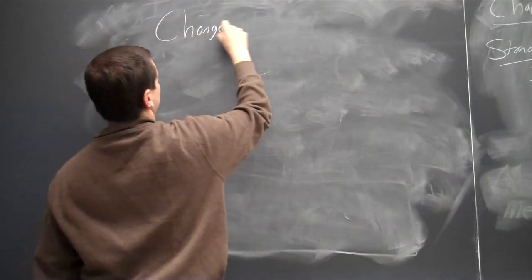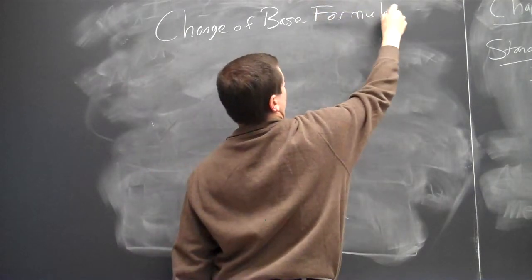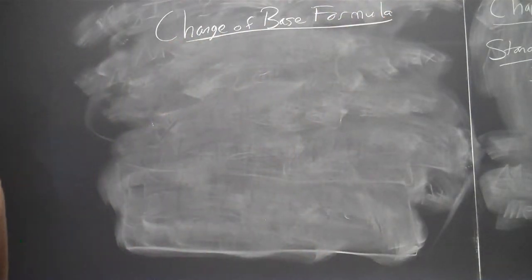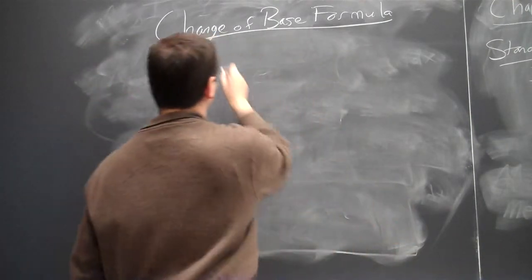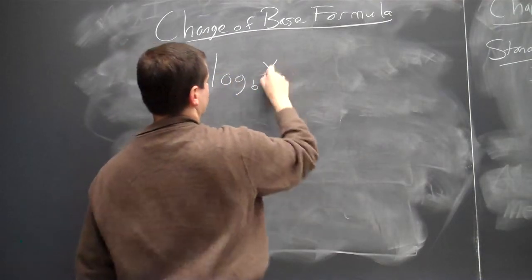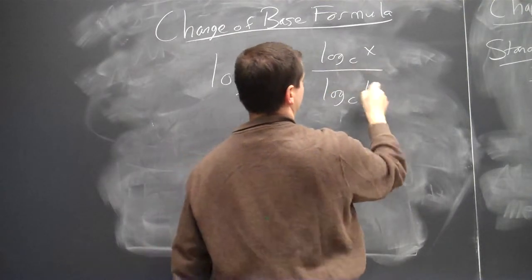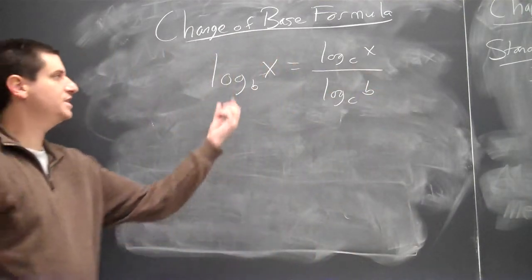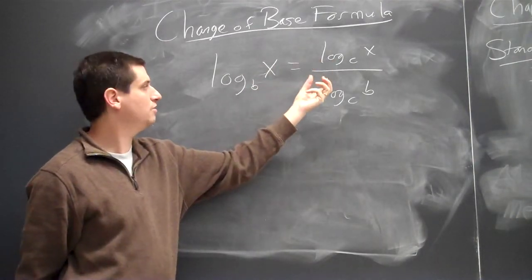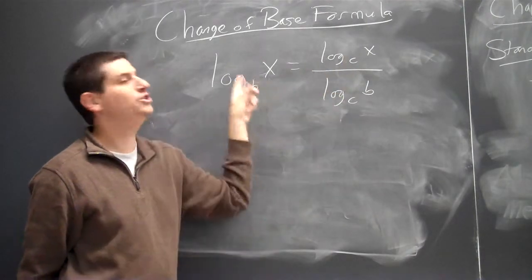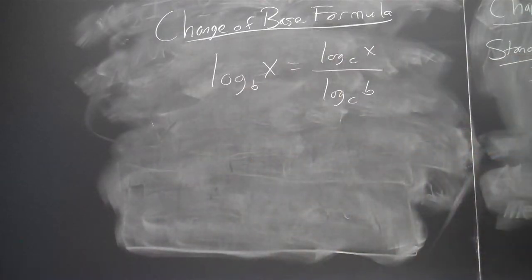So the change of base formula. Of all the log laws, this is the most forgotten. But for hundreds of years, this was in some sense the most important. So the log base b of x is the log base c of x divided by the log base c of b. And the power of this is, if you know the logarithms in base c, you know the logarithms in base b. You only need to know logarithms in one base.